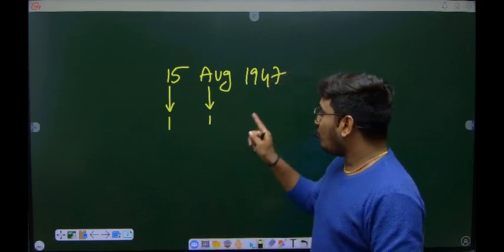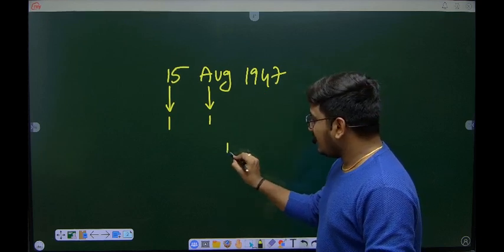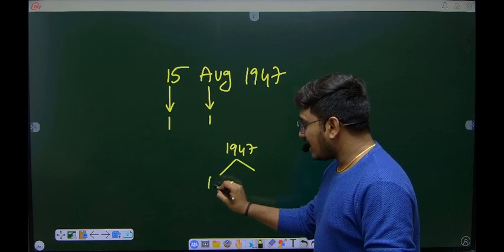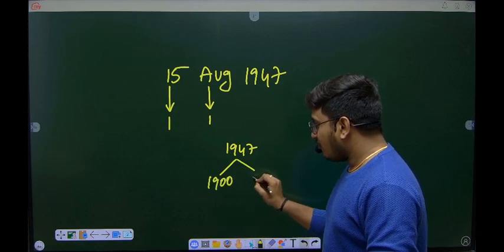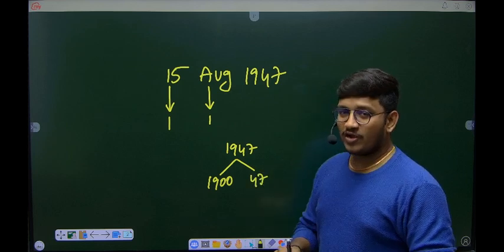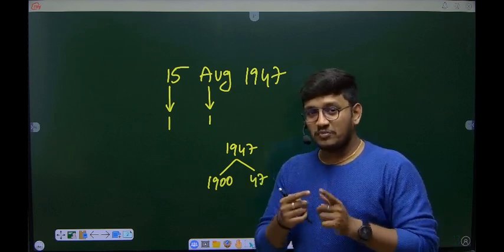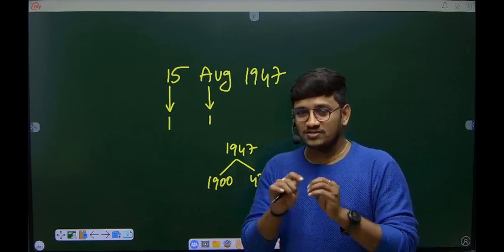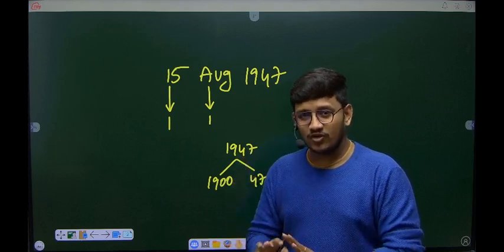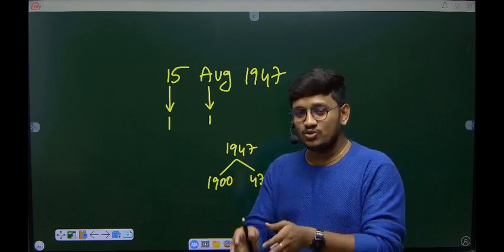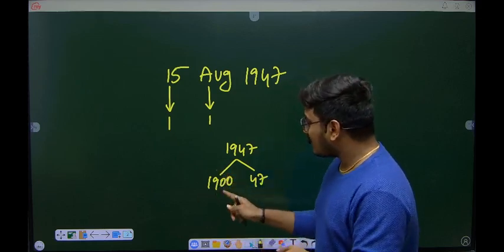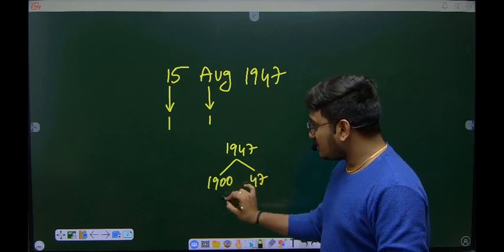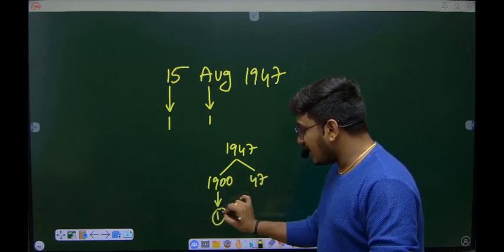Okay, now when it comes to 1947, you need to calculate 1900 separately and 47 separately. Yesterday we discussed one particular point regarding century code. As of now we didn't use that century code 5310, but now it's time to use it. Because 1900, how many odd days are there in 1900? I would say that one odd day is there in 1900.